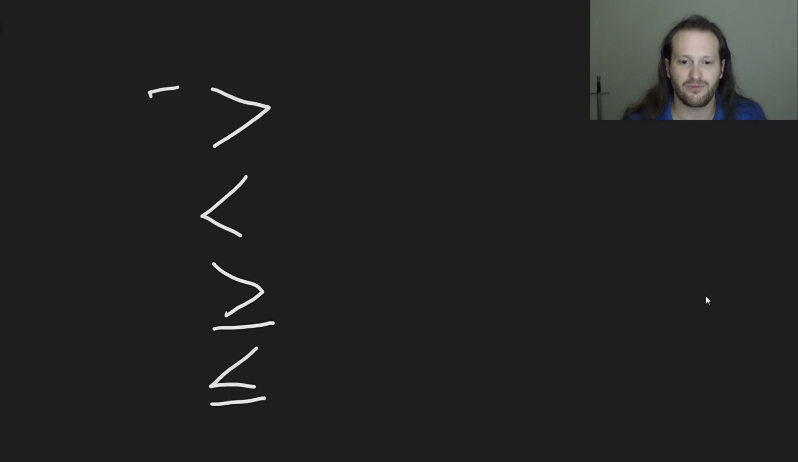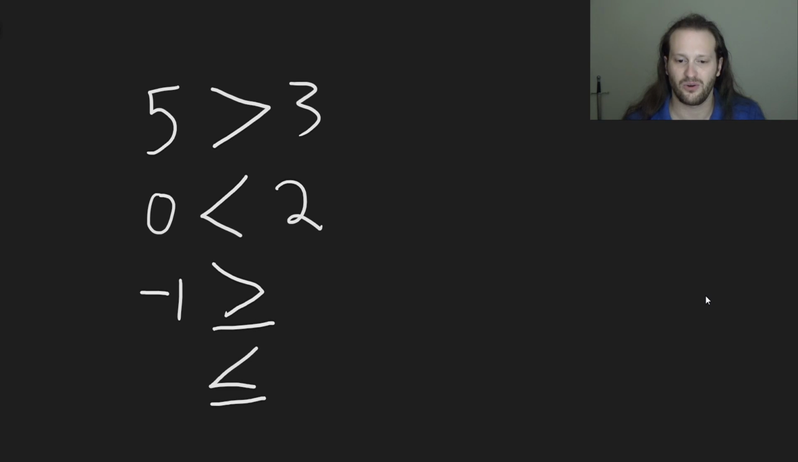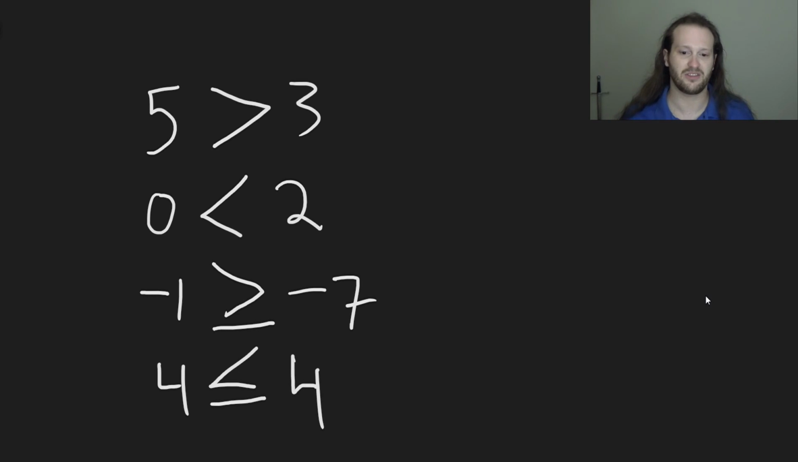You've probably seen these alligator mouths before, but just so you can see, like 5 is greater than 3. 0 is less than 2. -1 is greater than or equal to -7. 4 is less than or equal to 4. You know, it can be everything that is greater than 4 or equal to 4. That's what that little line on the bottom means.